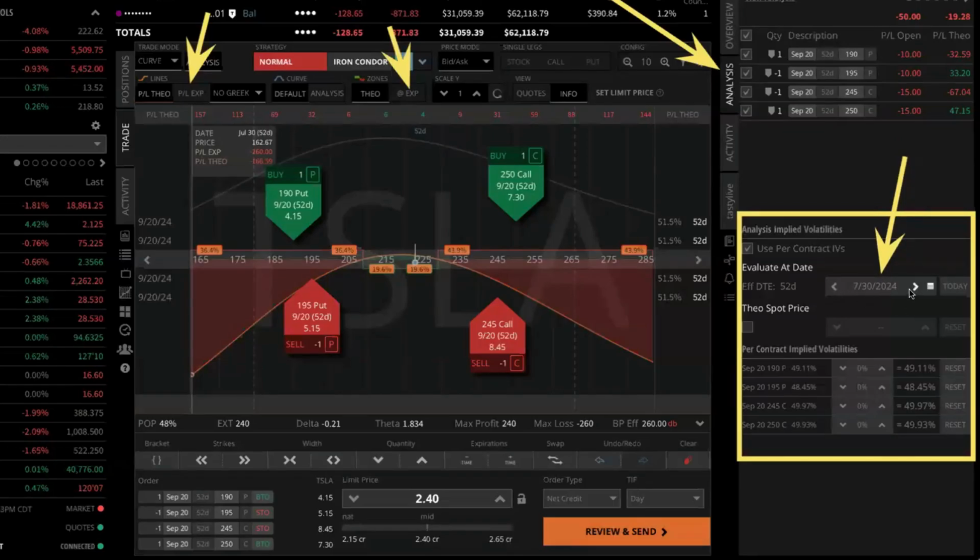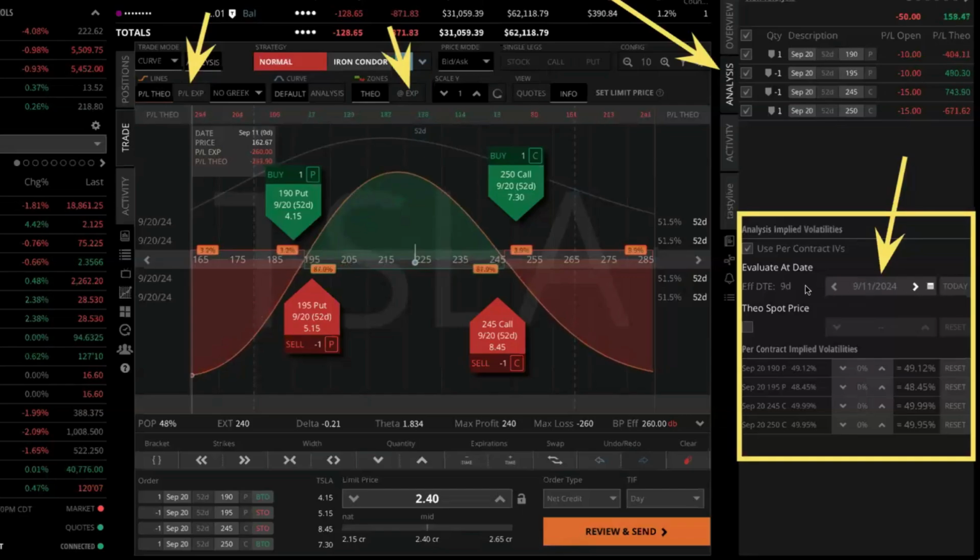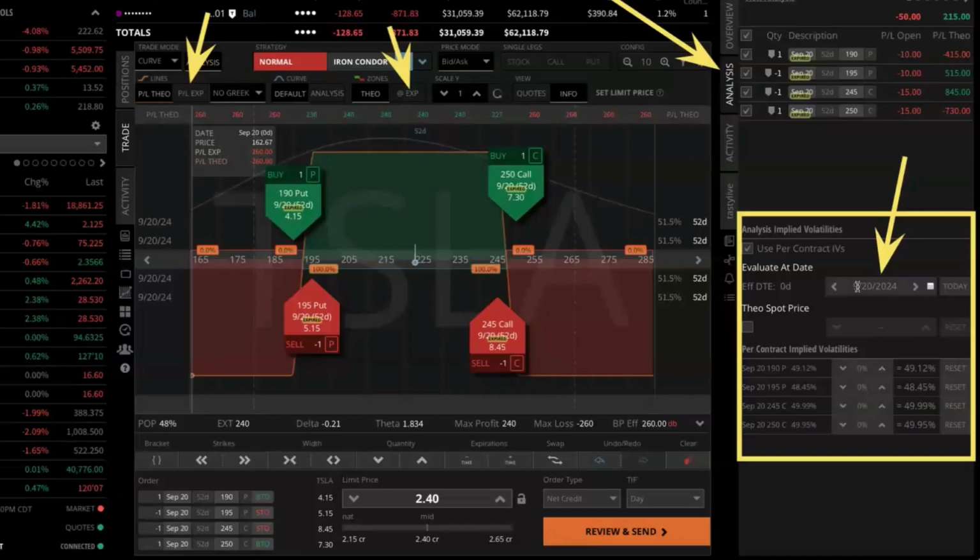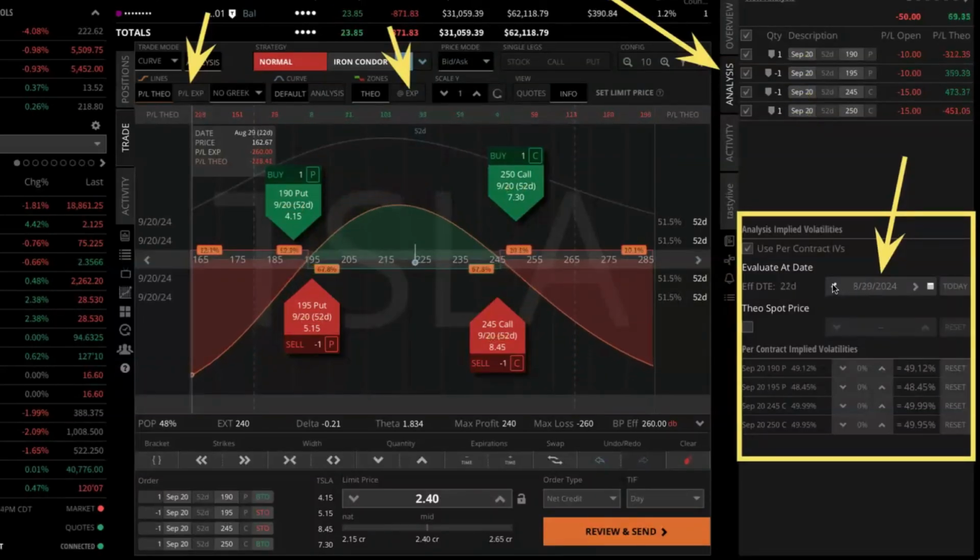We wanted to look over the course of this trade to see as time decay plays in our favor. So I'm just clicking on this arrow here to increase the days. We're in September right now, and then our expiration is right here. You'll notice at expiration, the theoretical matches the at-expiration graph. But as time goes back in time, as time decay, it's doing a little less. We'll see that profit zone get bigger or shrink.